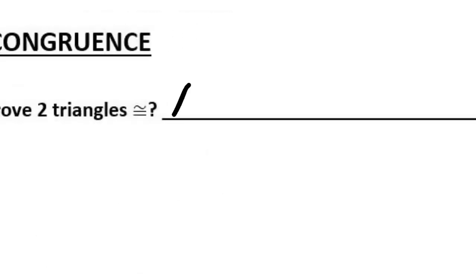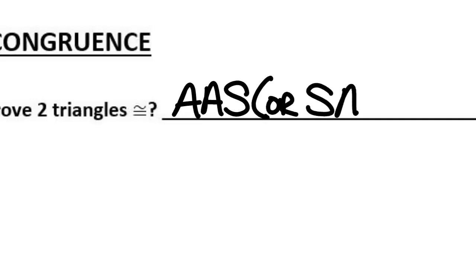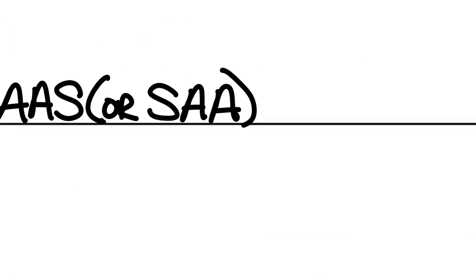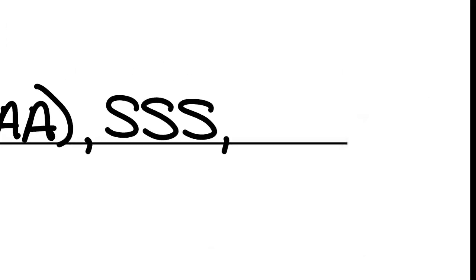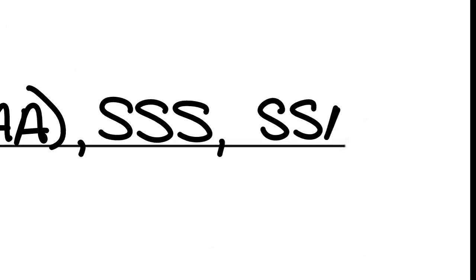Angle, angle, side. Side, side, side. Side, side, angle. Can we use side, side, angle? I've got angle, angle, side. I have side, side, side. Can I do side, side, angle? No, that's not allowed, because if you spell that one backwards, please, yeah. All right, so I've got these 2. What are my other 3?